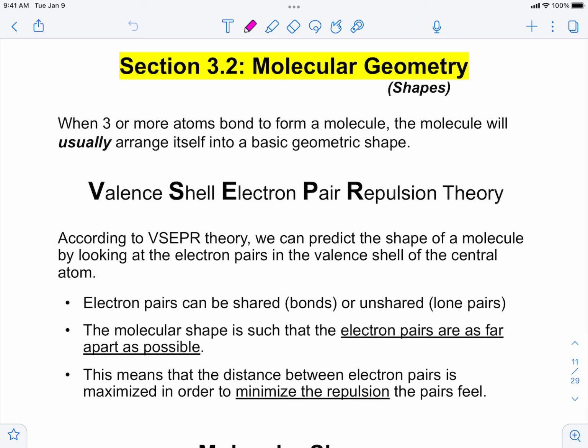All right, so now that we know how to draw Lewis diagrams, we're going to start to figure out what these molecular shapes are in real life in 3 dimensions. So, the name of this process is called the valence shell electron pair repulsion theory, or VSEPR. So, valence shell, we're talking about the valence electrons. We're talking about electron pairs and the fact that they all repel each other.